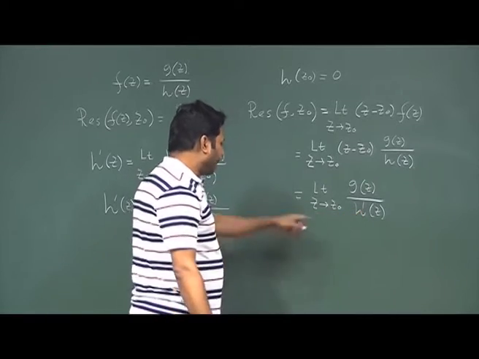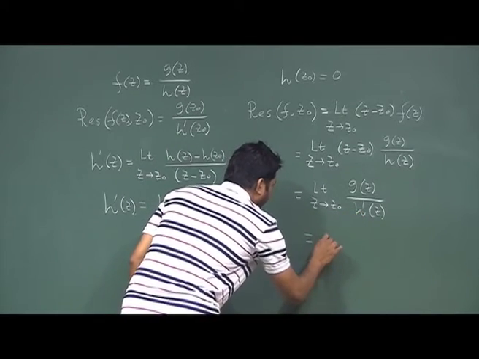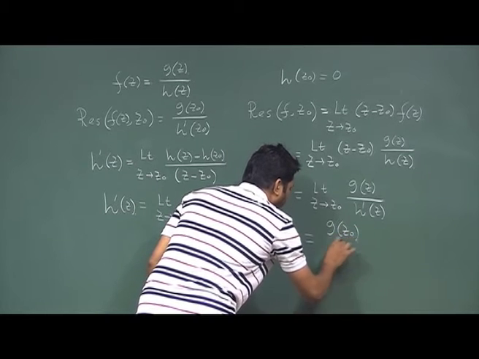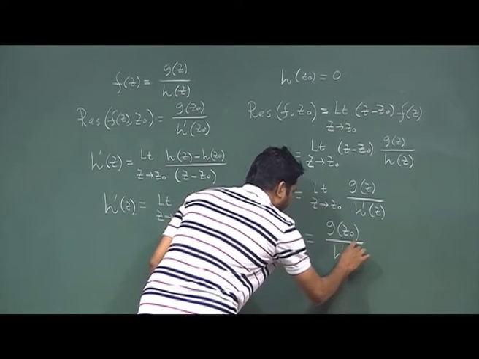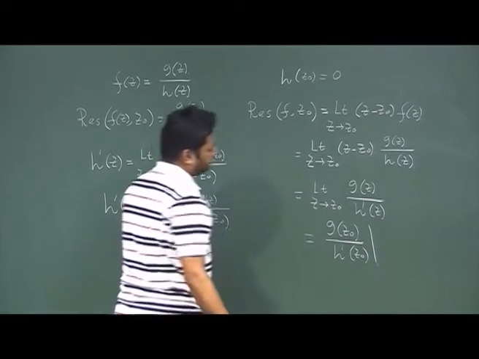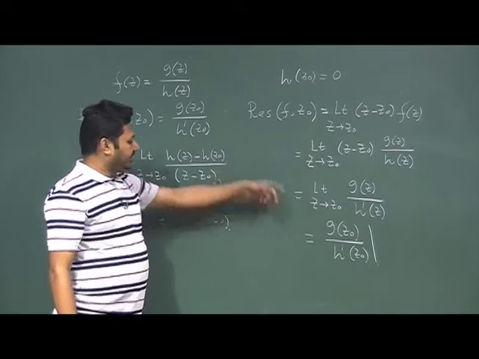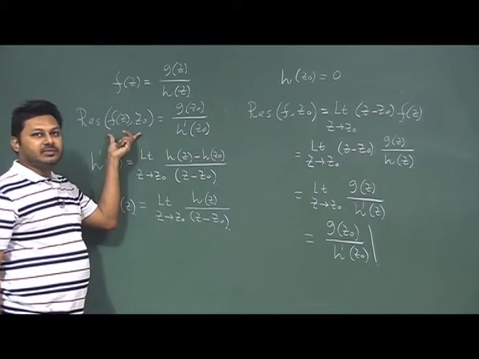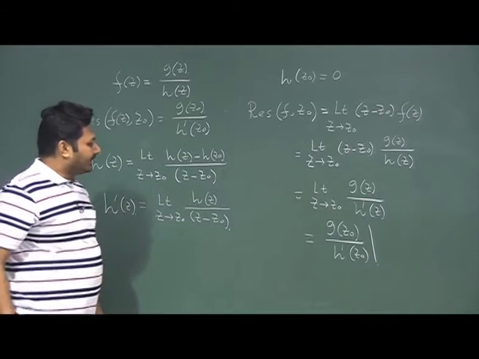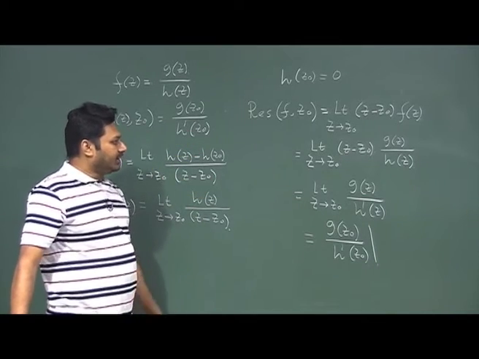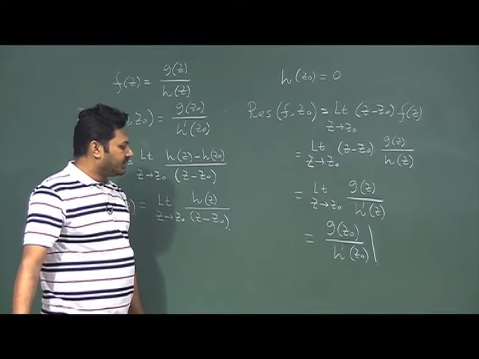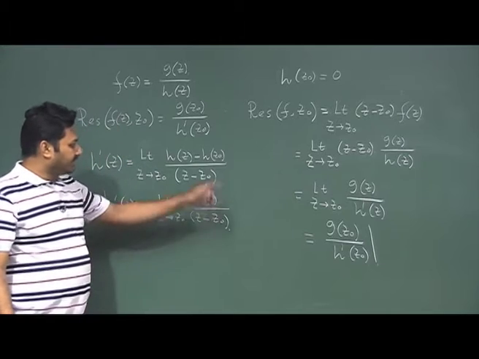So I will have something. Now I am allowed to put the limit. If I put the limit, it will come like g of z0 divided by h prime of z0, which is our recipe and which is already written here. This is the same thing that I have written here, and I just proved that this is another way you can consider to find out the residue, and it is an interesting way, provided this condition is satisfied.